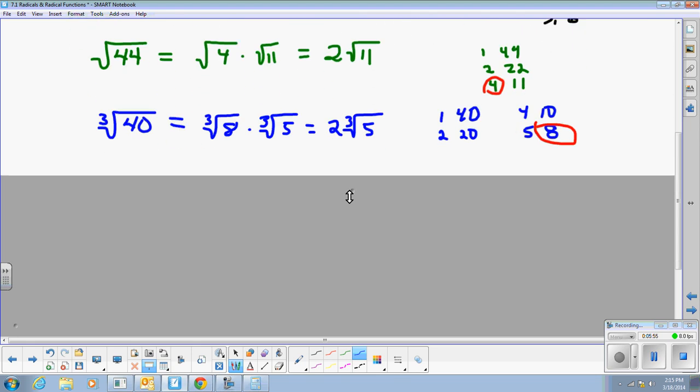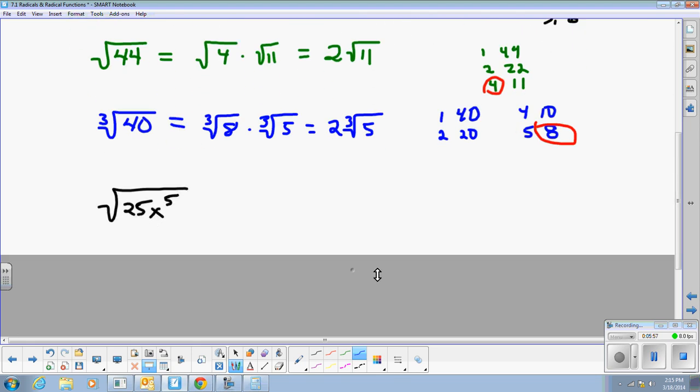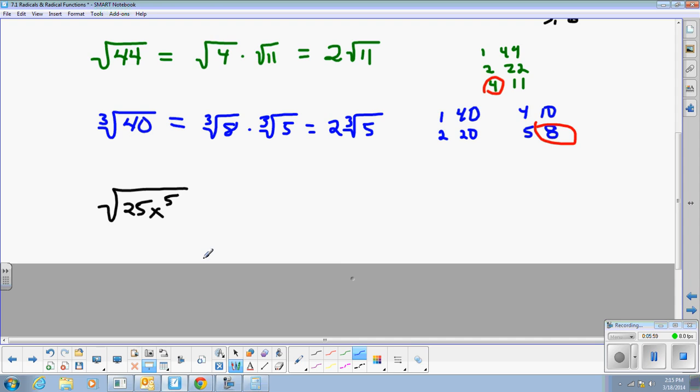So what happens then when there are variables on the inside? How does that work? We will still use the product rule, and we will still break this apart into separate factors. So I will break this one where it says the square root of 25x to the 5th. I'm going to break it apart into a factor that is the number 25, and then the square root of x to the 5th. Next step, what do I do? I know that the square root of 25 is 5.